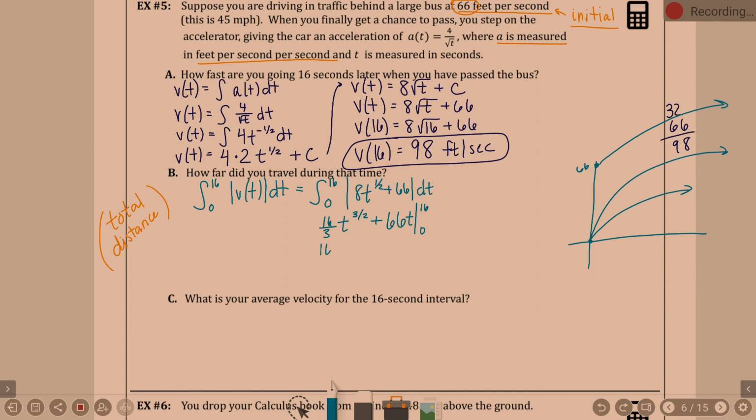16/3 times 16 to the 3/2. That's the square root of 16 cubed, plus 66 times 16. What's going to happen if you plug in 0? It's going to be 0. Both pieces are going to be 0, aren't they? Yep. Okay, always check that.